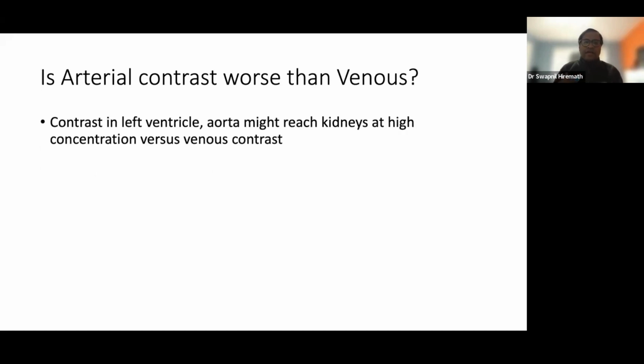So for example, if someone is doing a cardiac catheterization, they inject contrast in the left ventricle or the aorta, it will reach the kidney right away, compared to venous contrast, where the contrast is being injected into the vein for a CT scan. It gets diluted with the venous return from the rest of the body, mixes up, and it reaches the kidney a few cardiac cycles later.